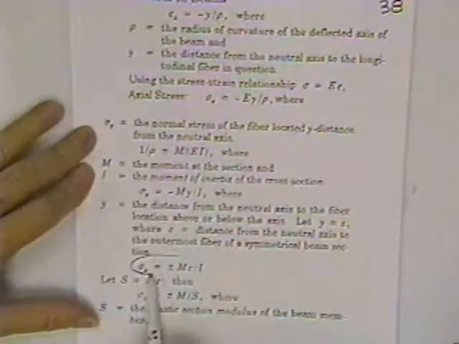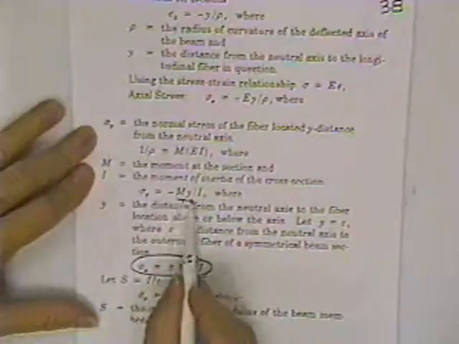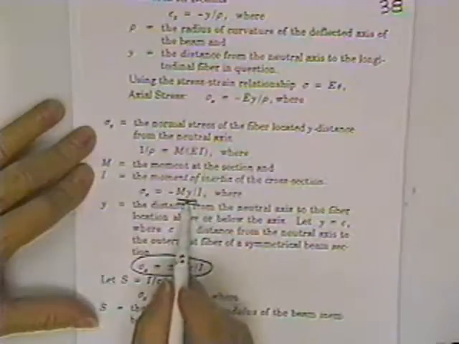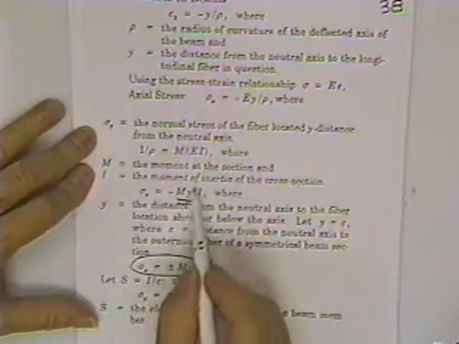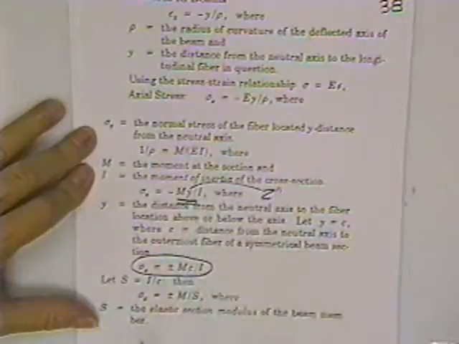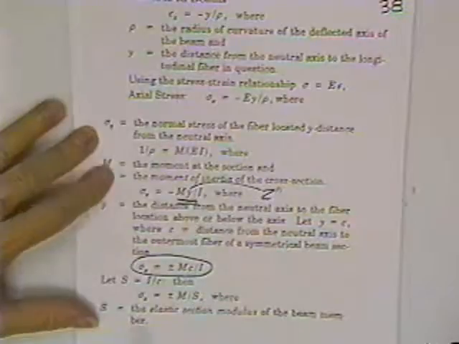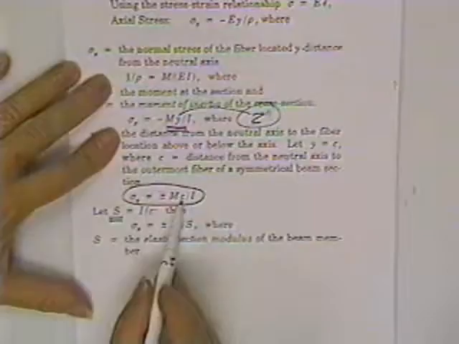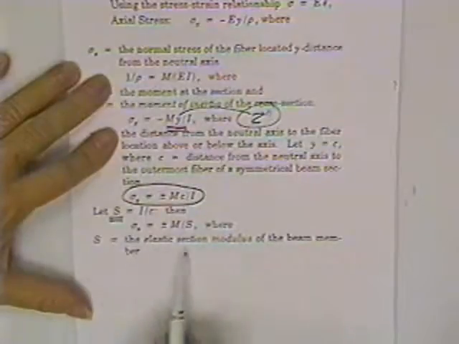Here is your MC over I equation. You may not want to go all the way to the outside fiber and find the biggest stress. If they ask you to find the stress 2 inches up, well then you'd put a 2 here, even though that may not be the maximum stress. He may say, look, I don't want the maximum stress. I want to know what the stress is 2 inches above the neutral axis. Then you put a 2. Now, the section modulus is defined as I over C. This lets you design beams.